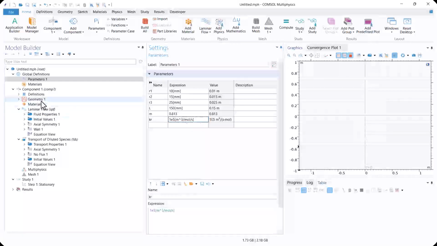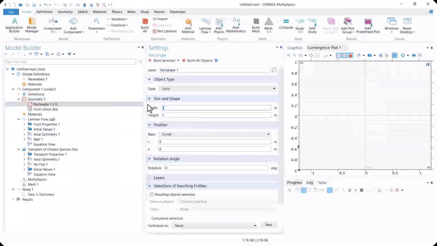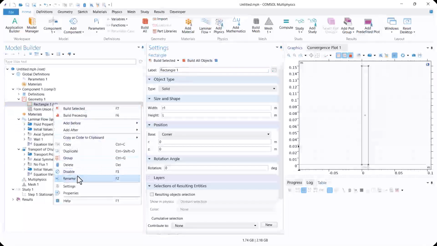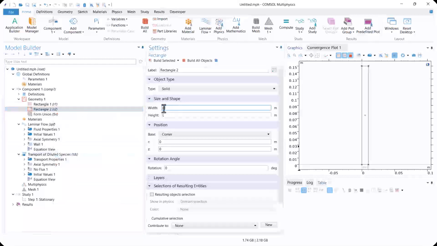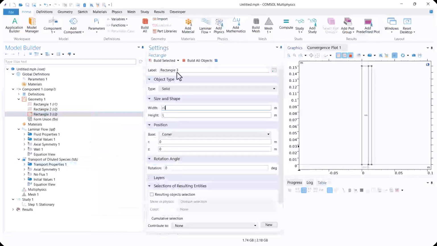Now click on geometry, right click and select a rectangle. The width is R1 and the height is L. Now duplicate rectangle 1, and here we have R2. Duplicate again, and here we have R3.